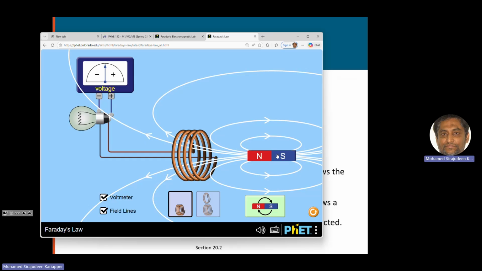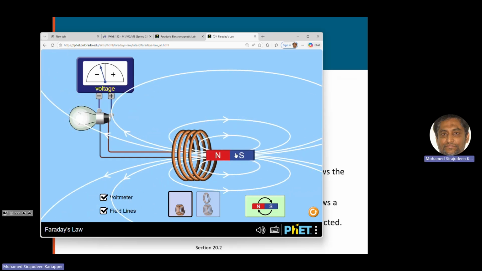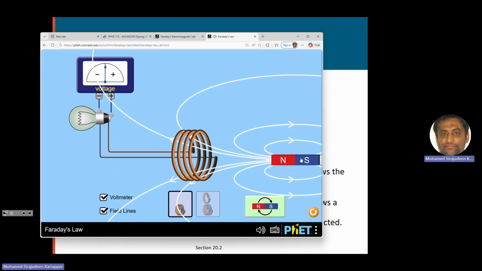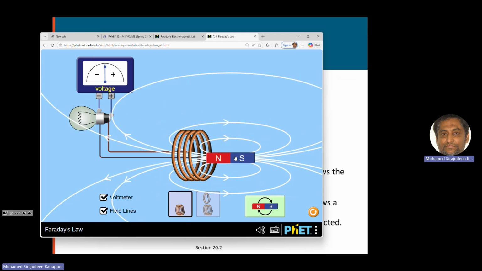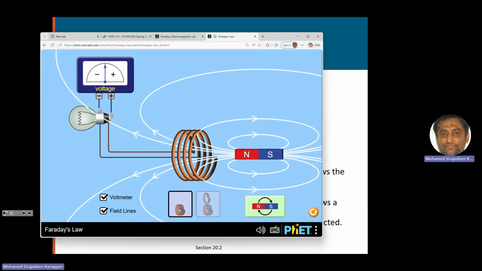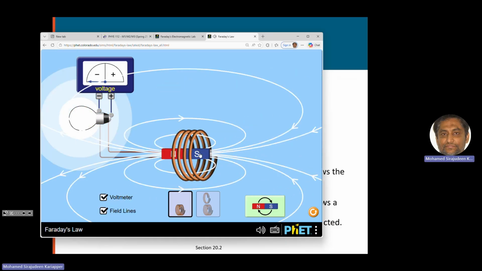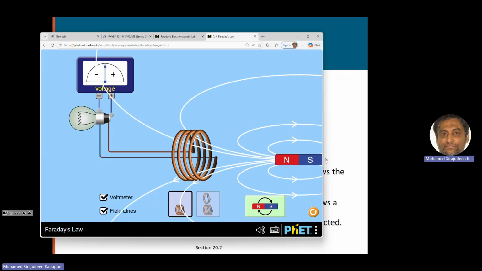So now let me move it inside. The bulb comes on and the needle is, okay, let me bring it back. The needle is going to the left and the bulb is coming on. So it is becoming like a battery. Momentarily, when it is changing, it has an induced EMF. What do you think will happen if I move it to the right? The needle will go in the opposite direction.